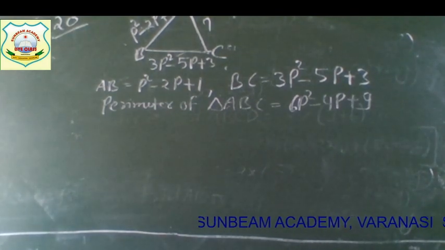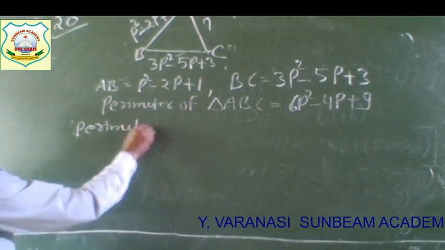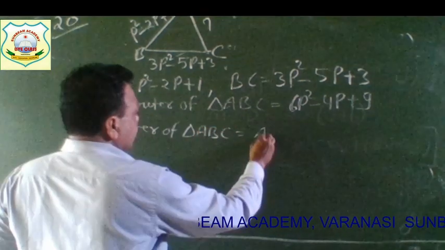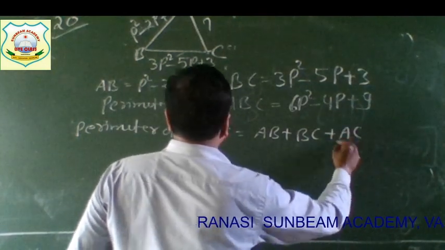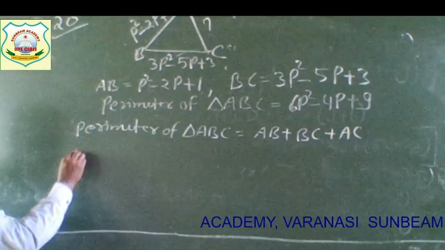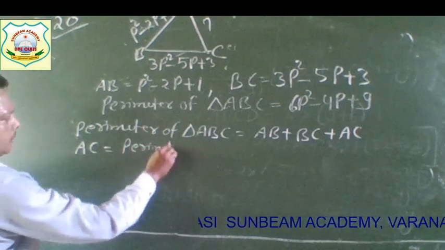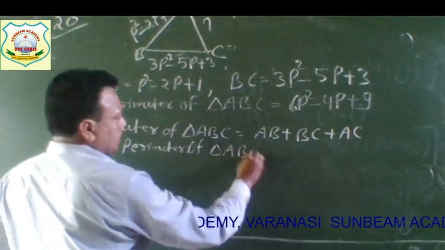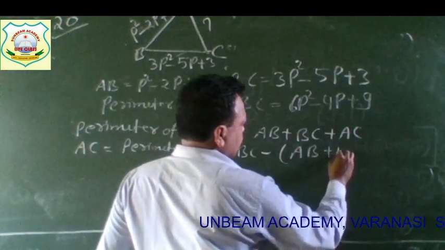Students, we know the perimeter of triangle ABC is equal to AB plus BC plus AC. Here what we want to find is AC, because we don't know the AC value. So AC equals the perimeter of triangle ABC minus AB plus BC.